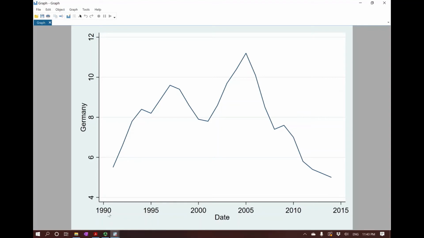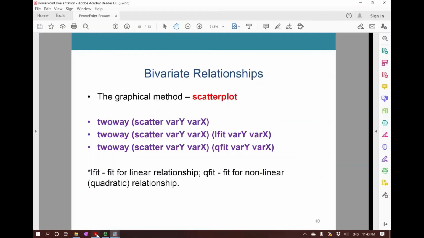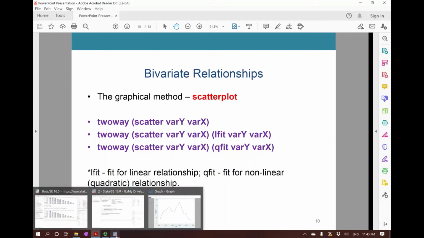Also, whenever we are producing a twoway plot, the first variable given is always going to be on the vertical axis, and the second variable given is always going to be on the horizontal axis. That's why in my slides here, instead of writing them as 1, 2, I call them variable y and variable x, just to remind you that the first variable is going to be graphed on the y-axis, or vertical axis.